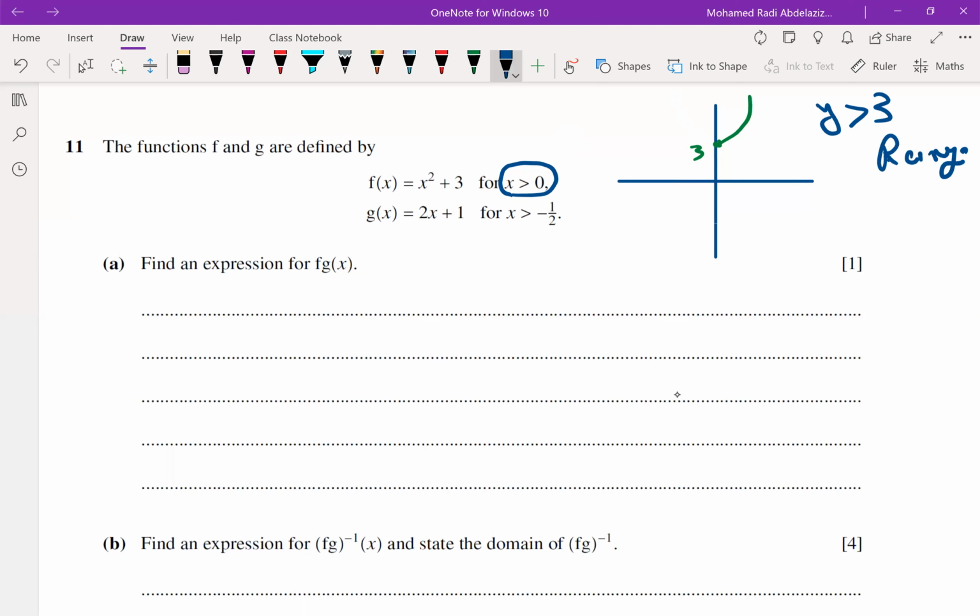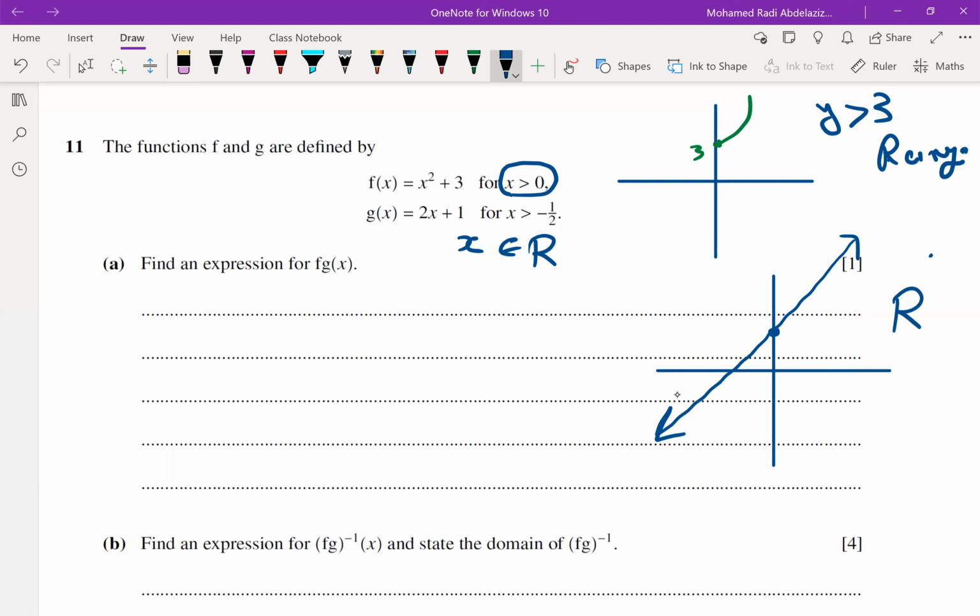Second function. The second function represents a straight line. It's a linear function. If we start to sketch the linear function, it's a straight line. Its y-intercept is 1, and the gradient will be 2. So the line will be like this, where x belongs to R. If it is written x belongs to R, this is the domain, and the range in this case will be all the real numbers. But it's given not a full straight line, it's half of a straight line. You have to know the starting of this line or the ray.